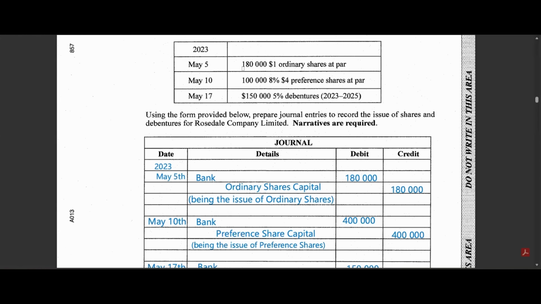On May 5th, they sold 180,000 ordinary shares. Well, 180,000 shares at $1 each will give us $180,000, and that money will be going into a bank account. Therefore, on May 5th, you'll debit your bank account with $180,000, and you'll then credit your ordinary share capital with $180,000. The narrative would have been required, and the narrative here will be the issue of ordinary shares.